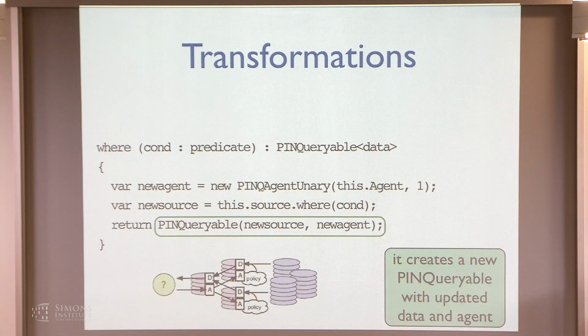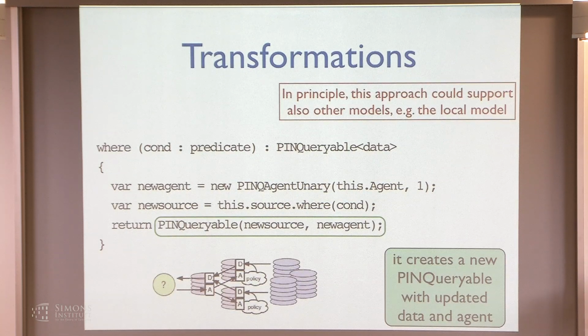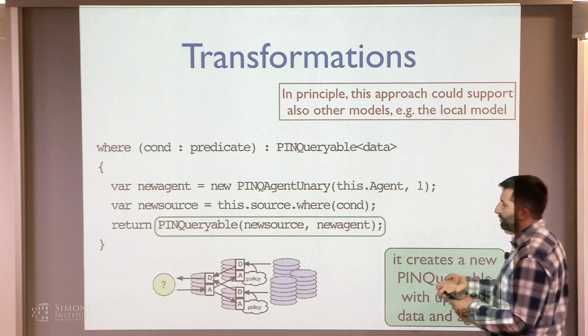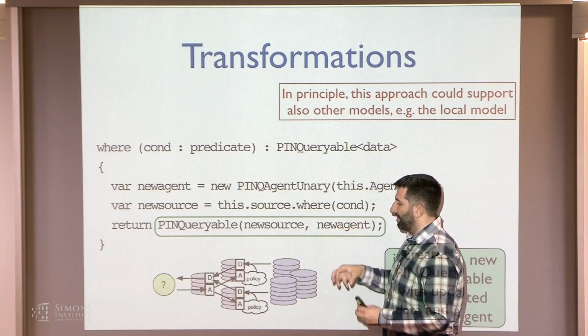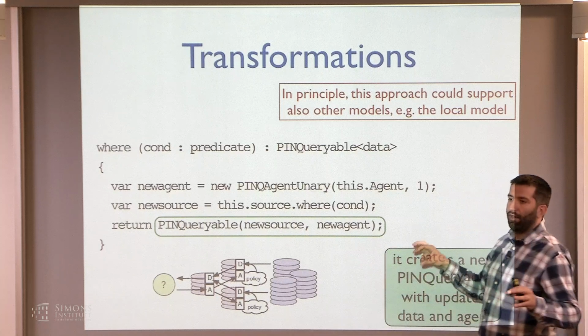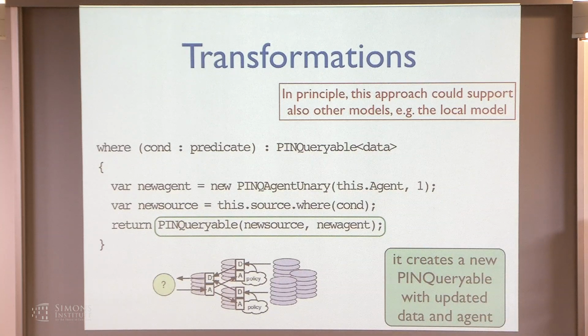Now, this design, I wanted to mention, can in principle be supported also by other models of differential privacy, because here we create new agents that are somehow responsible for pieces of the entire data. So this could support also models like the local model of differential privacy or intermediate models. I don't think people have looked into this yet, but it's something that maybe interested people can look at this semester.